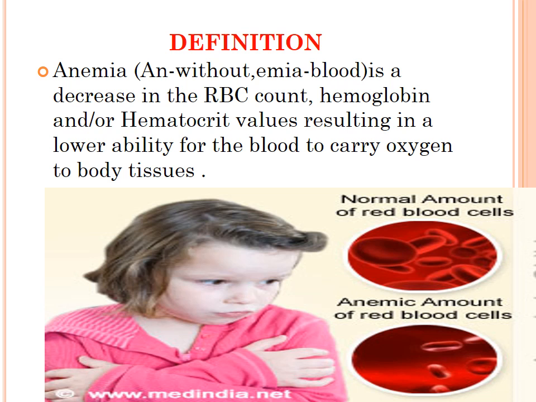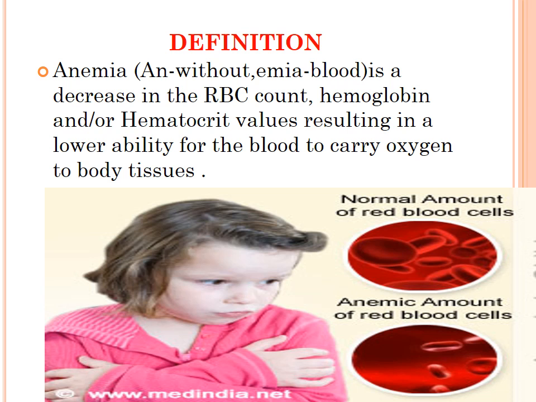इसका मतलब यही है, एनीमिया वो कंडीशन है जब हमारे ब्लड में आरबीसी का काउंट या हीमोग्लोबिन का काउंट या हम कह सकते हैं हेमाटोक्रिट वैल्यूज डिक्रीज होते हैं, which lead to lower ability for the blood to carry oxygen to blood tissues. हमारी बॉडी में क्या होता है, जो ब्लड होता है उसकी जो एबिलिटी होती है वो डिक्रीज होती है, वो lower होती है to carry oxygen to body tissues.